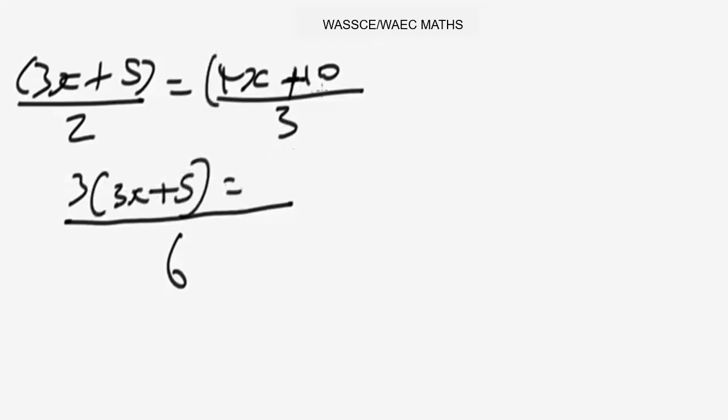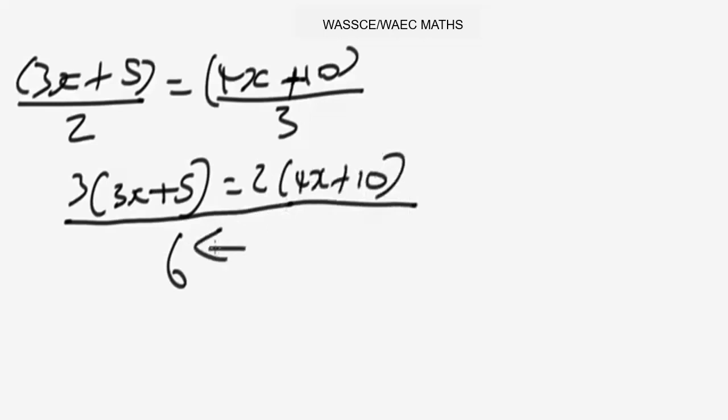So 2 times everything here, so we have equals 2 in bracket 4x plus 10. Alright, as usual at this juncture, this 6 is no longer relevant, so it won't perform any function again. So do as if it's not there. Alright, so we're going to simplify everything we have at the numerator.